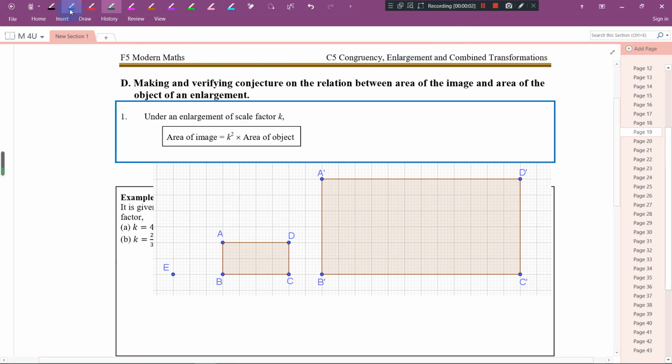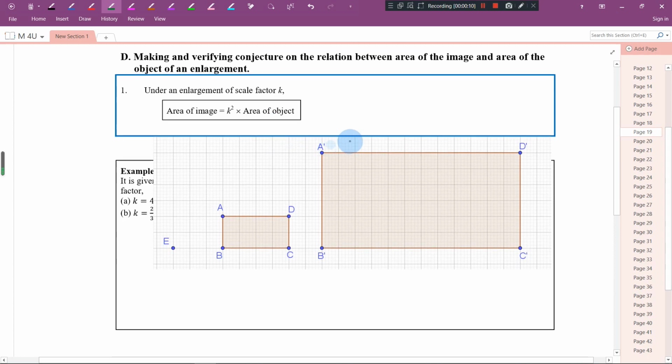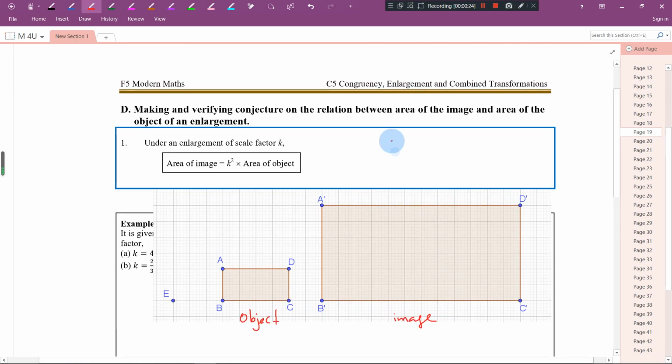Hi everybody, in this video let's look at the relationship between the area of the image and the area of the object under an enlargement. I have an enlargement over here. Point E is the center of enlargement. This is the object, this is the image.